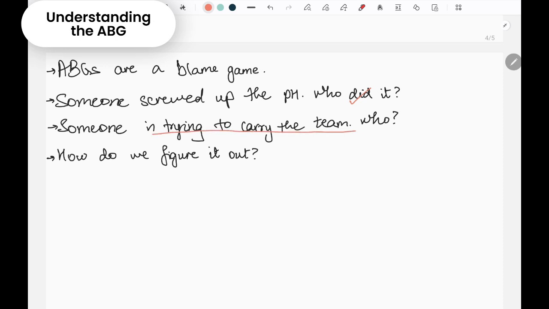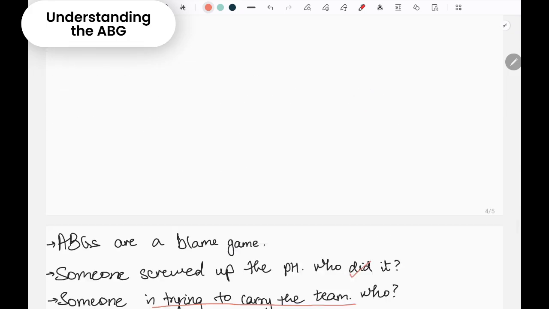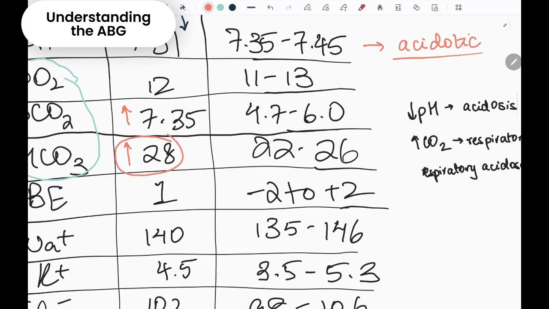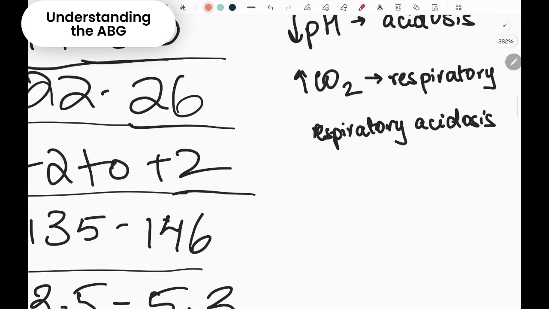But someone might be carrying the team. Who's trying to carry the team right now? Well, the answer is the kidneys, because here we see a raised HCO3. So when the body is in acidosis, it kind of says, I don't like that very much. I prefer when everything is normal. So the kidneys say, don't worry, I can handle this. So what it will do to counteract the decrease in pH is the body will raise the HCO3. This should cause a raised pH, which should normalize it.